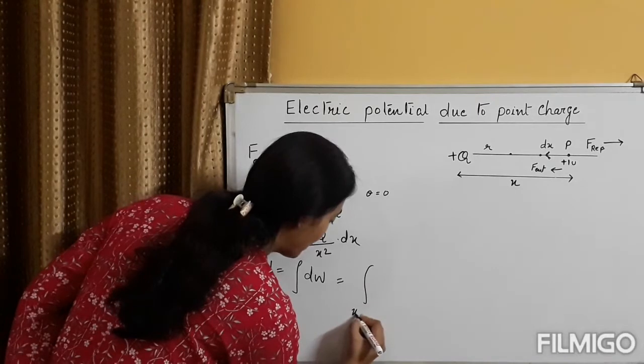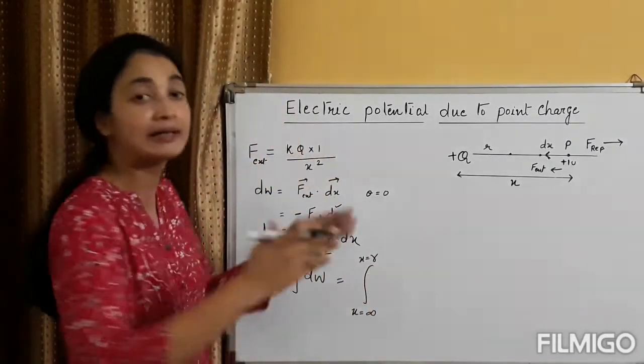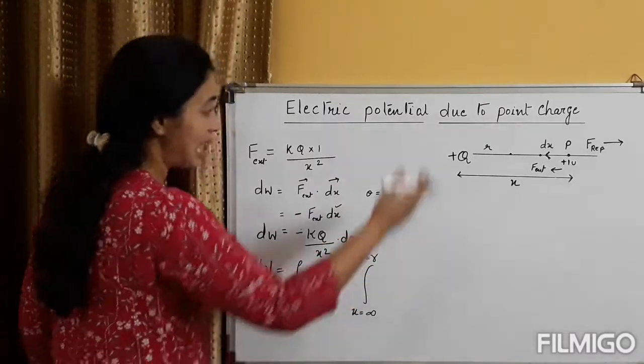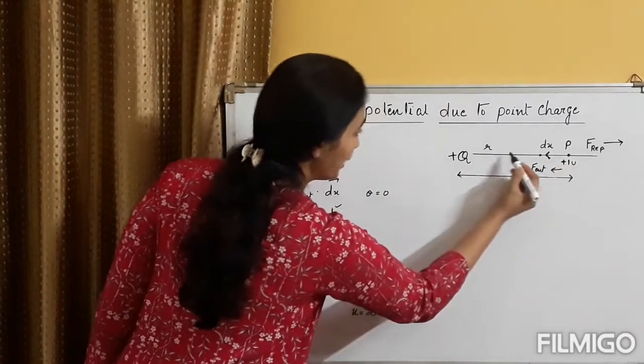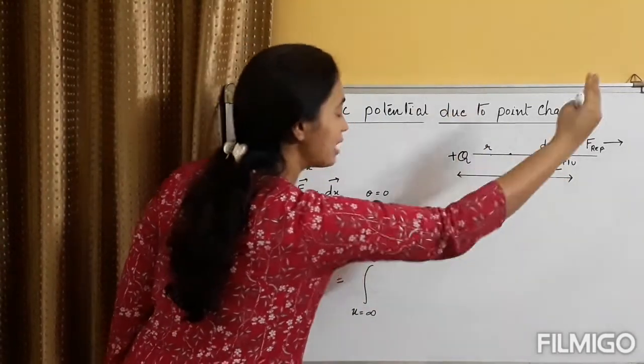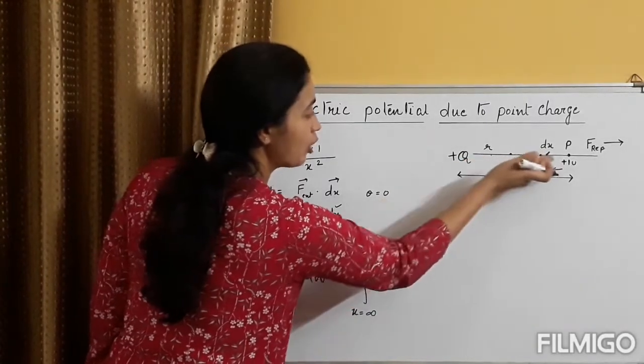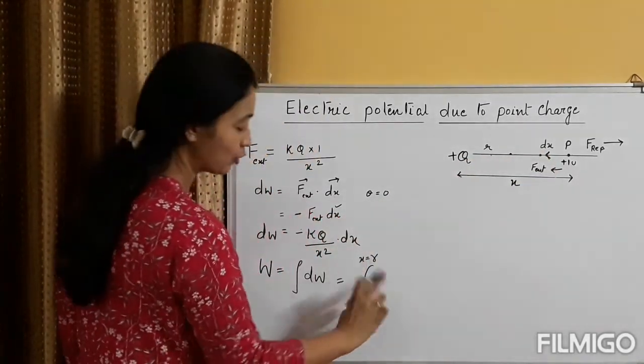Now my limits will be x equal to infinity to x equal to r. I have covered the entire possible range. It means that instead of bringing the charge from P to somewhere here, I am saying I can bring the charge from anywhere, say infinity, to any point in the electric field of Q. So I have taken the complete range.